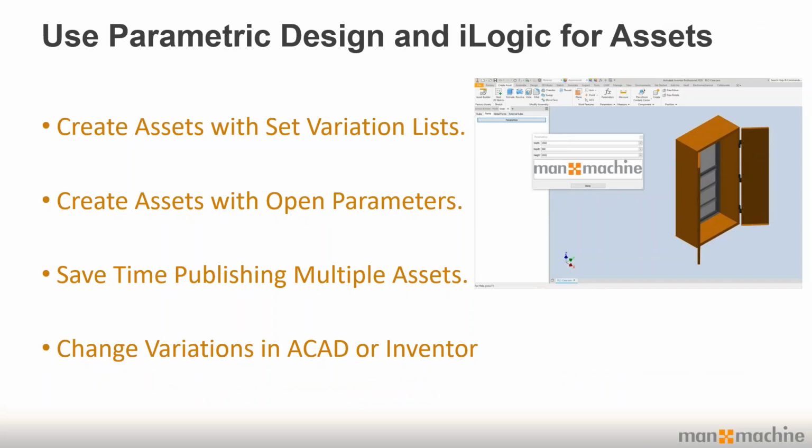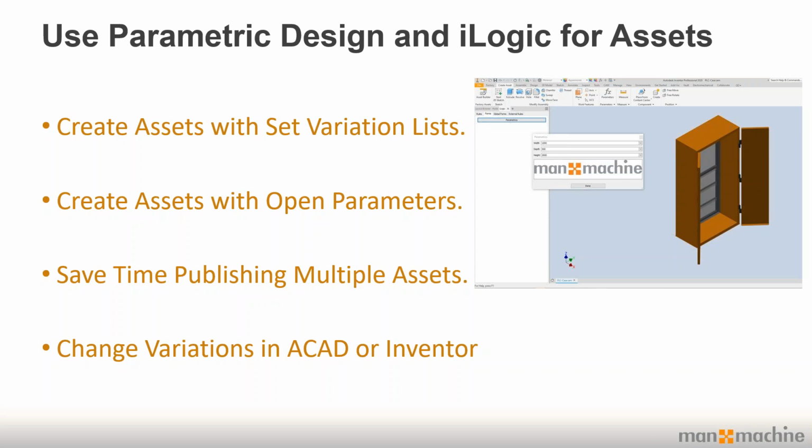All right, so then also we can use parametric design for creating assets. Obviously we can take our assets from any CAD and just take a static asset, but using parametrics in assets can also help us set variations. And of course we can have open parameters as well as using iLogic. So if we have an assembly in an asset, it's always good to use a combination of iLogic to drive these assets, which obviously saves us time in publishing multiple assets in the long run.